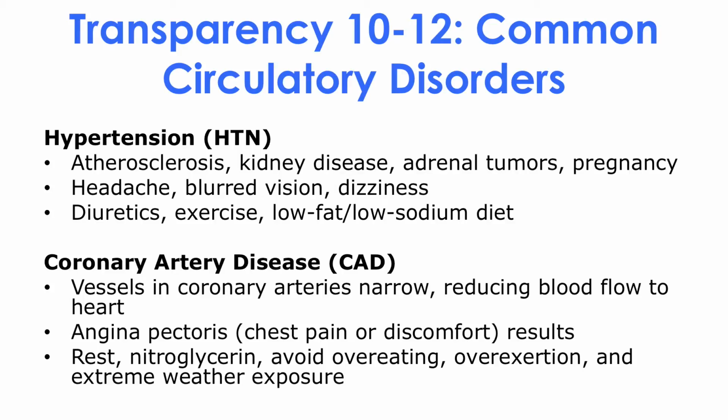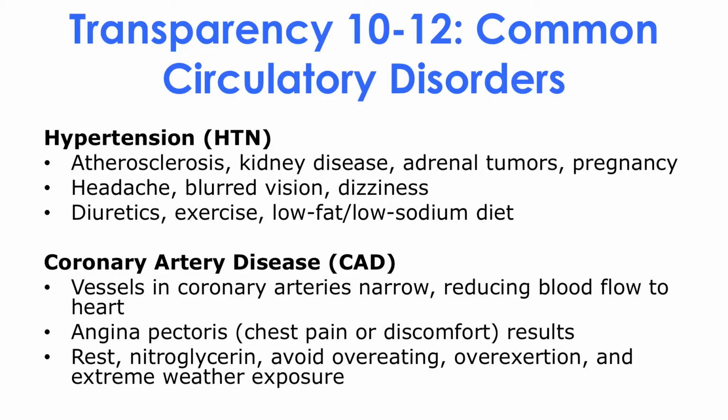Moving on, let's talk about common circulatory disorders. We talked about neurological disorders, musculoskeletal disorders, integumentary disorders. Now we're on circulatory disorders, pretty much relating to the heart and your circulatory system. So we're going to talk about hypertension. When somebody has hypertension, that means they have high blood pressure. Problems that can cause it are atherosclerosis, kidney disease, and adrenal tumors. It may also be part of pregnancy. If a person is pregnant, they may become hypertensive.